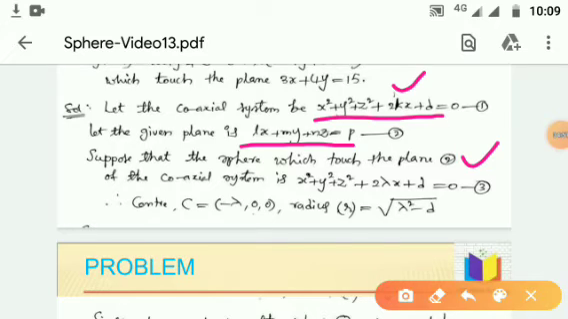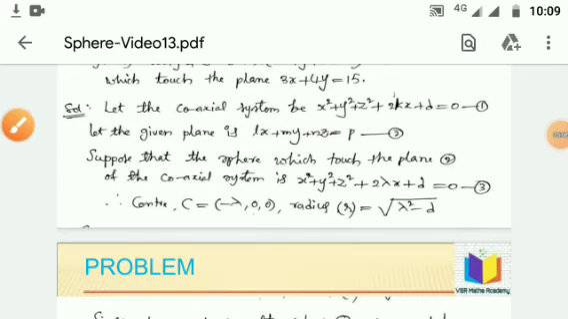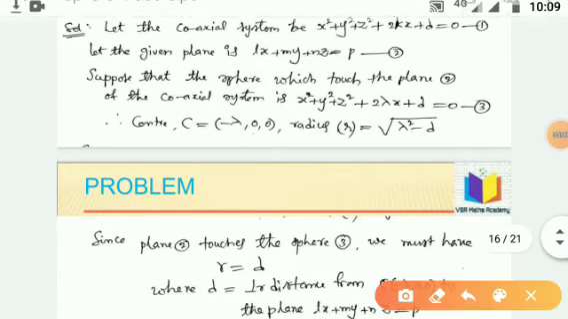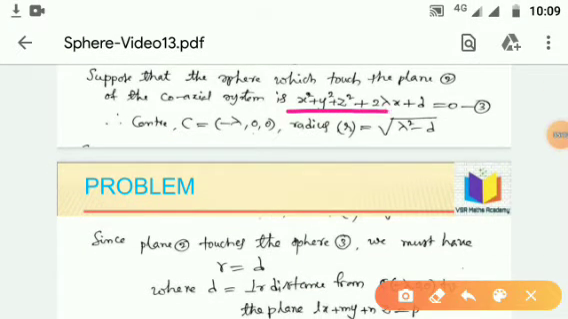By taking k = λ, you will get this equation. This is a member of this coaxial system. Suppose that this member of the coaxial system will touch this plane. So we will apply the condition for tangency of the plane and the sphere. So here the center of this sphere will be (-λ, 0, 0), because here 2u = λ and hence u = λ.